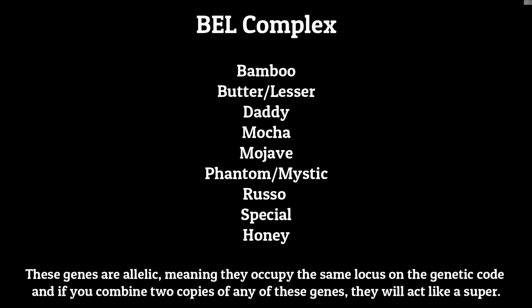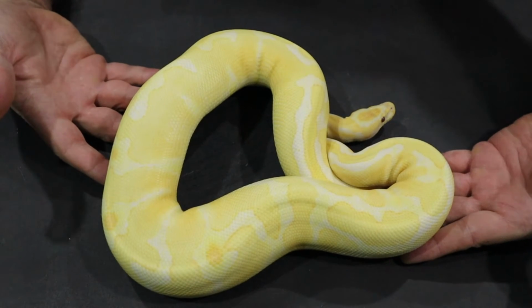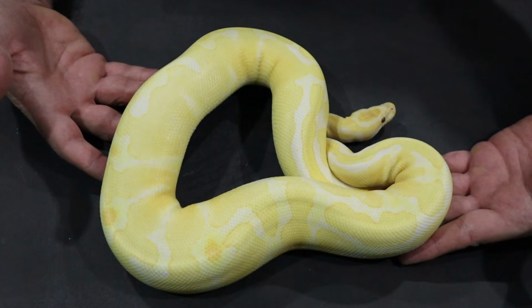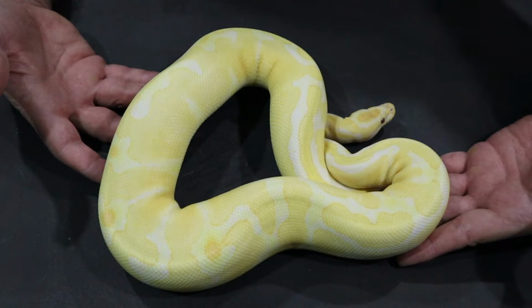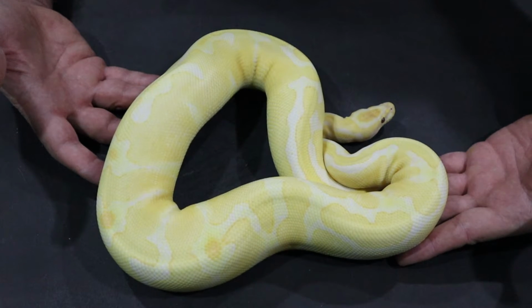Okay, this is another short video on the BEL Complex, or blue-eyed leucistic. Leucism is a condition which affects pigmentation in snakes, so let's just review that briefly before we talk about some of the genetics. One of the conditions that affects snakes is called albinism, and this is a lavender albino.